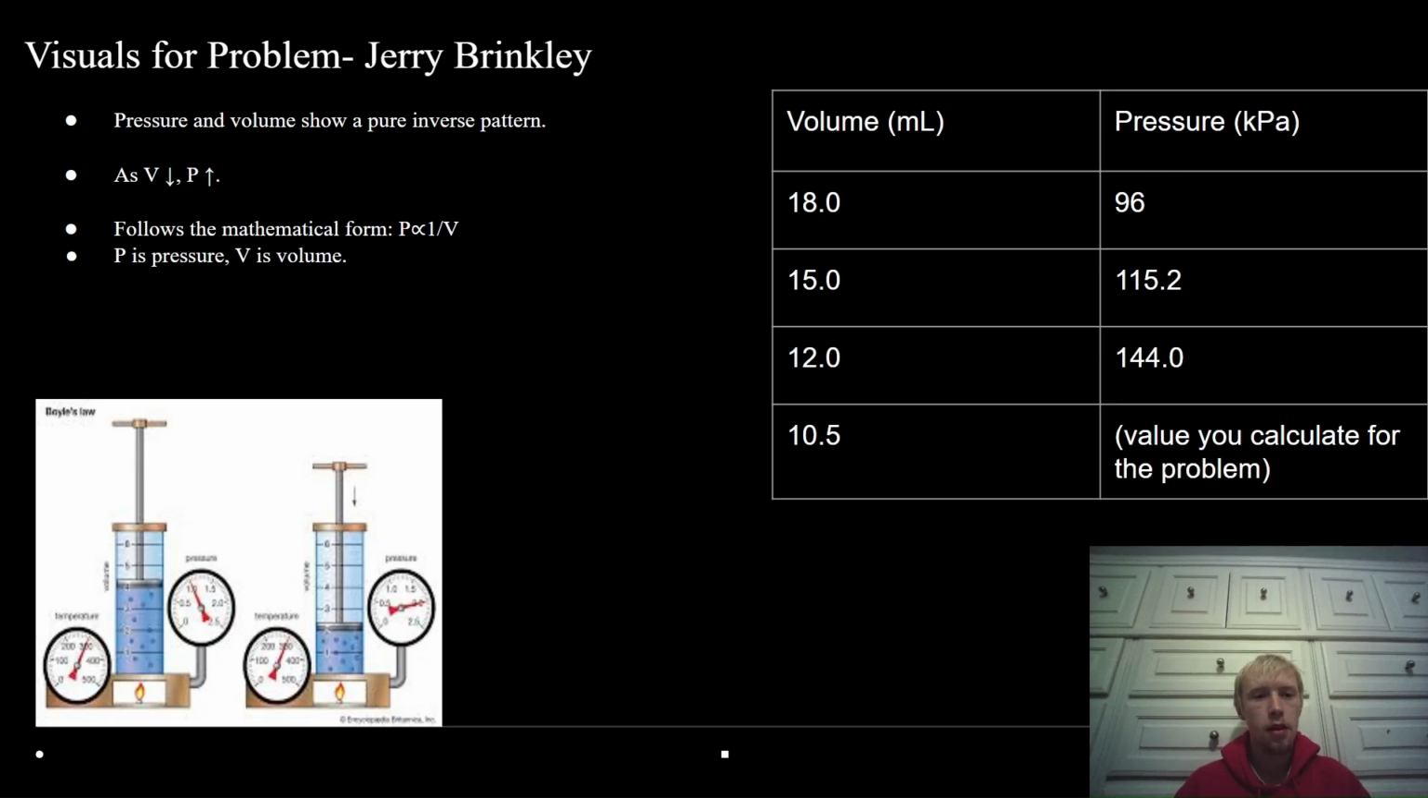Visuals for the problem. Pressure and volume show a pure inverse pattern. As volume goes down, pressure goes up. It follows the mathematical formula P equals 1 over V, where P is pressure and V is volume, of course. I have a little graph right here showing it. On the left-hand side is volume in ml. As that goes down, the pressure in kPa is rising. It starts at 18, then goes to 96, then 15, then 115, then 12, then 144. You can see how it just keeps rising.